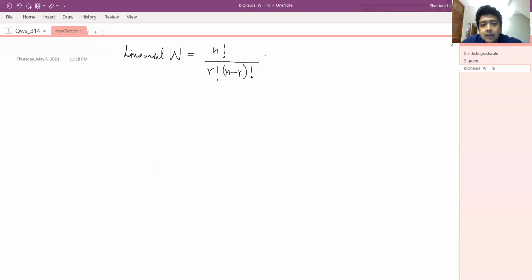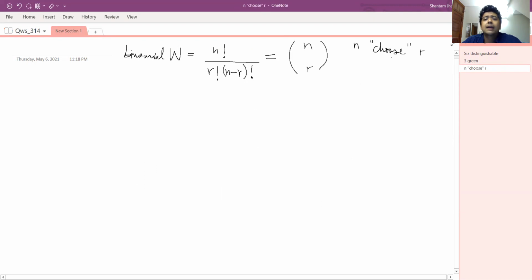In combinatorics, this is given another representation called n choose r, written like this with these big parentheses around it. It's not a vector, it's not a matrix, it's just written like that. How do we say this? It is n choose r.